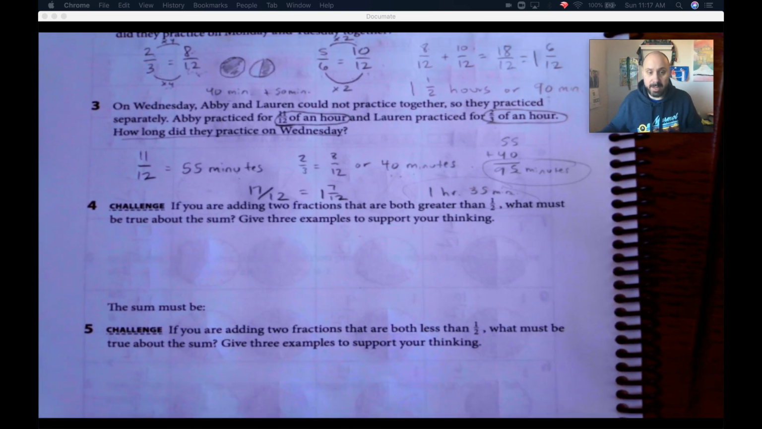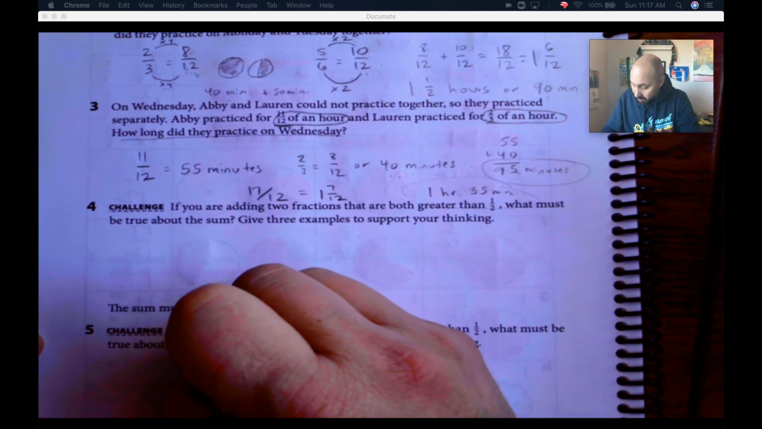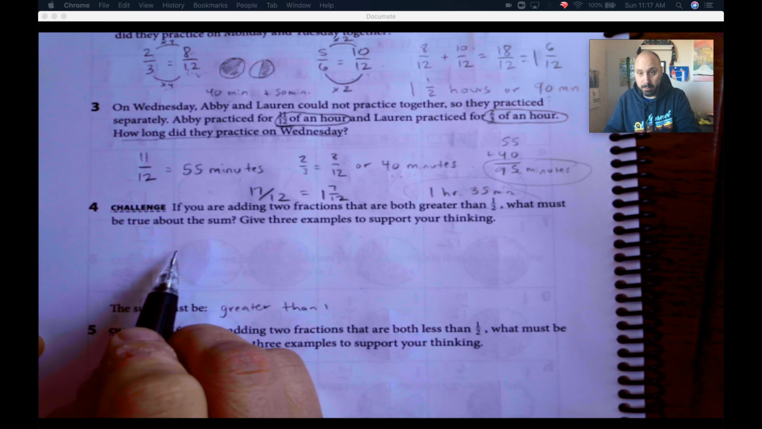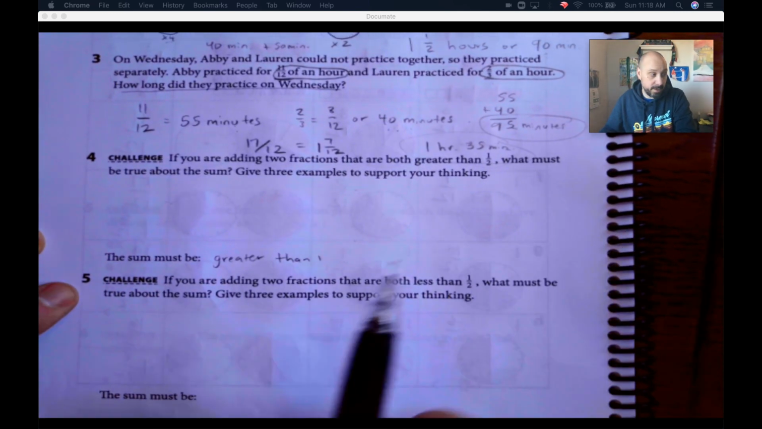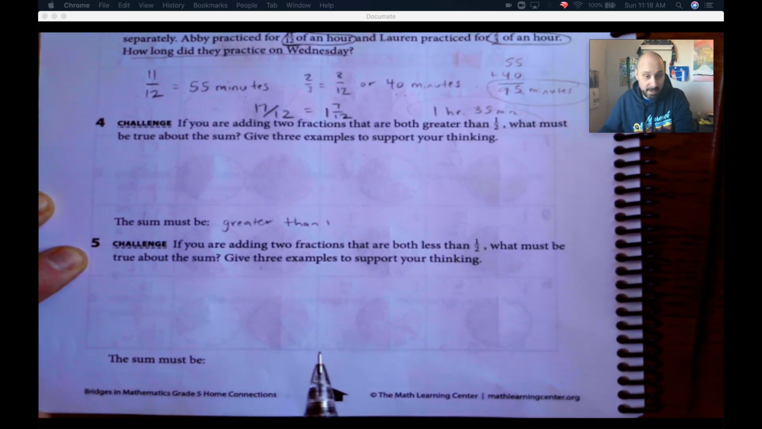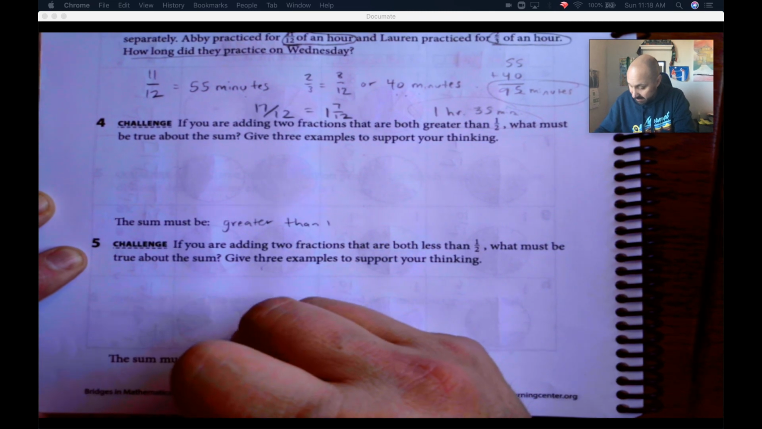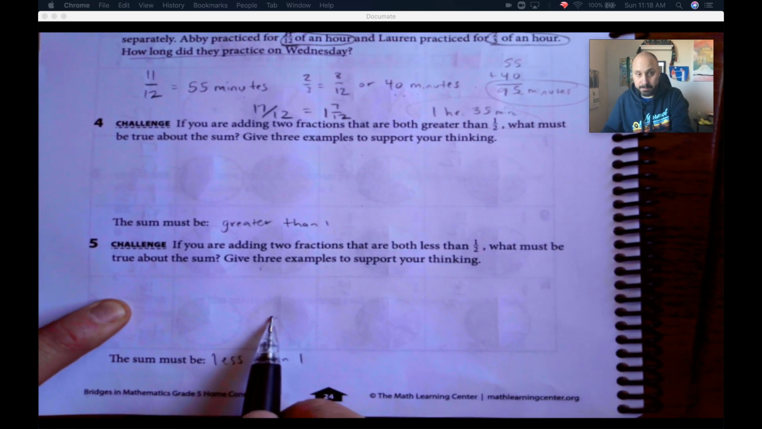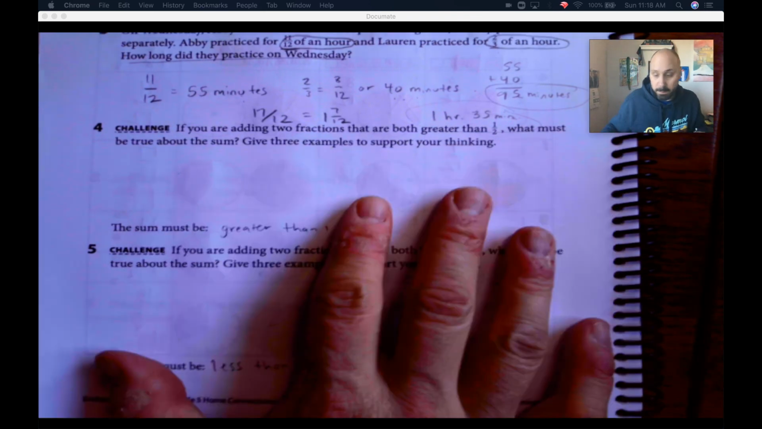Go ahead and try number 4 and 5 if you'd like. I'll just tell you that for number 4, the sum must be greater than 1, but you need to tell me why if you want to try number 4 as a bonus. And then number 5 is the sum must be less than 1, but you need to tell me why, okay? All right. Hope that helped for page 24.